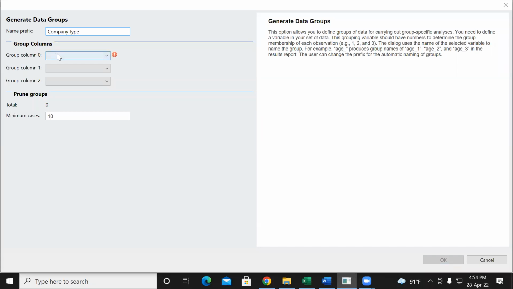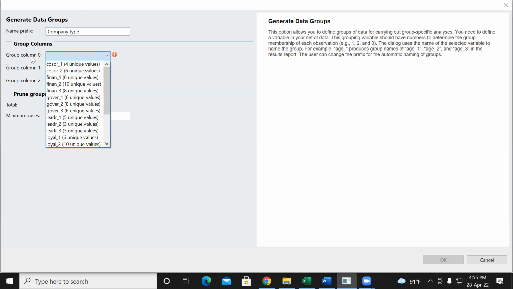Company type. At least one column you have to select. Here you can see my variables, indicators. At the end, you can see type, company type. Two unique values, no? 1 and 2. 1 for not-for-profit, 2 for profit.